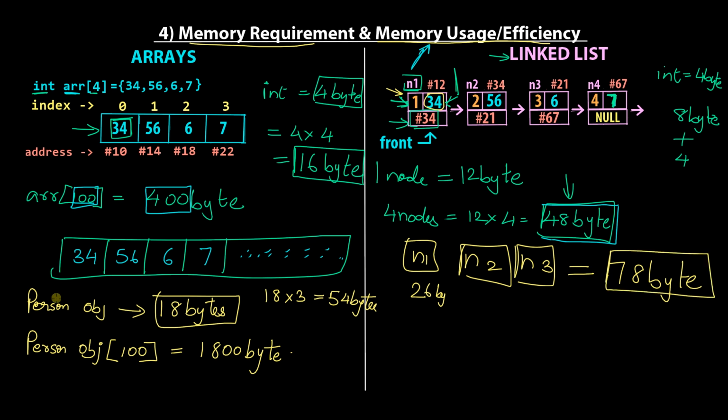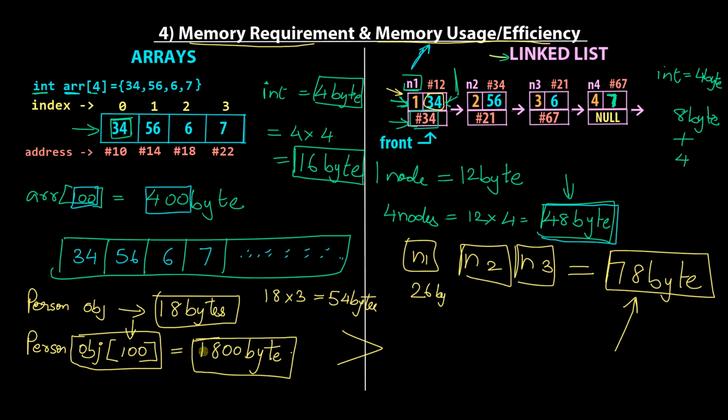Now compare it with the person object array which you gave a static size of 100. The reason why you gave a size of 100 is because in the program you don't know how many objects will be added at runtime. So just to be on the safe side, you gave 100, which means in memory you've blocked 1800 bytes. But in reality, if you had used a linked list, you would have only utilized 78 bytes when you create 3 nodes. So now you can see there is a considerable difference. 1800 is much larger than 78.